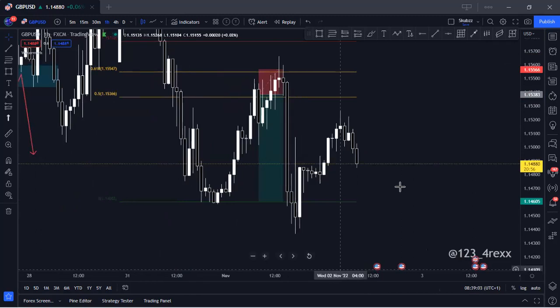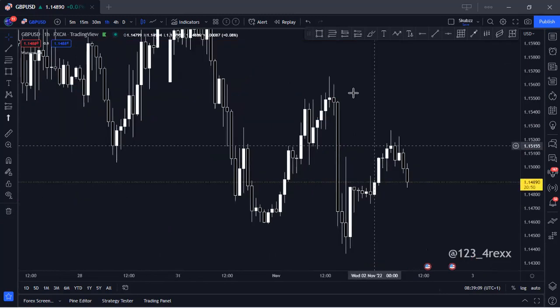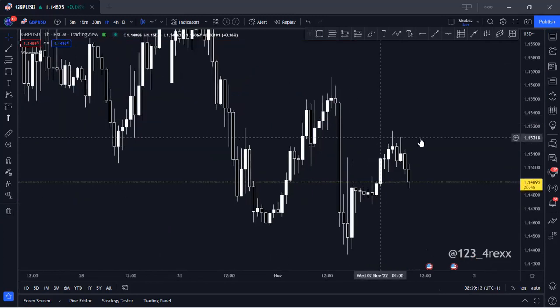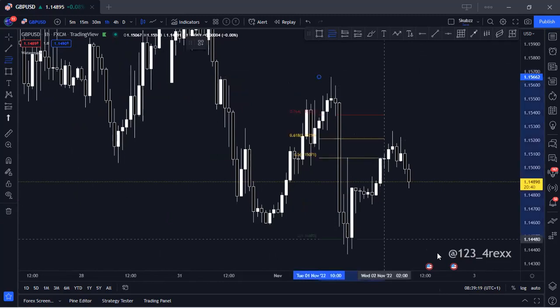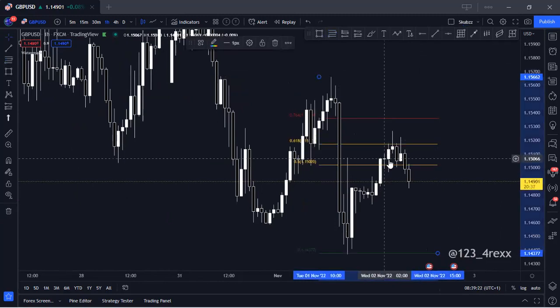Okay, GU is very wicked. GU took us out yesterday, and then today's setup is actually playing out pretty well, and it's still doing us anyhow. So we had a break of structure to the downside, drop a Fibonacci from the top to the bottom. You see price basically reacted perfectly at this 0.618.